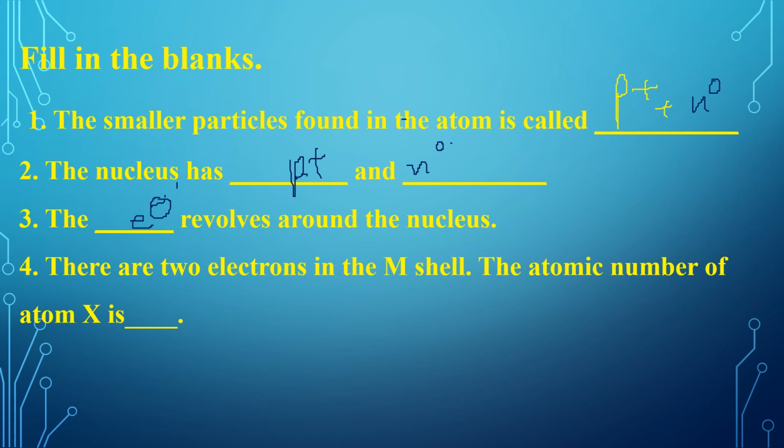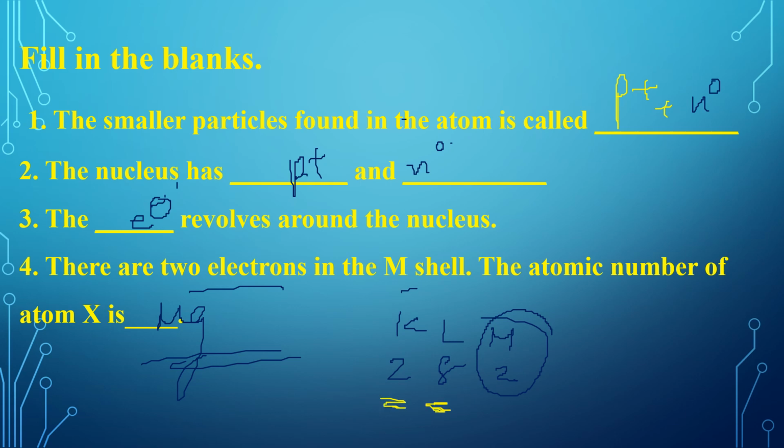So here there are two electrons in the M shell, meaning K, L, M. It contains only two, so it is not completely filled. 2, 8. Then X we can call magnesium because the M shell contains only two electrons. Two electrons, 8 electrons, and here two. 2 plus 8 plus 2, it is nothing but 12 electrons are present.